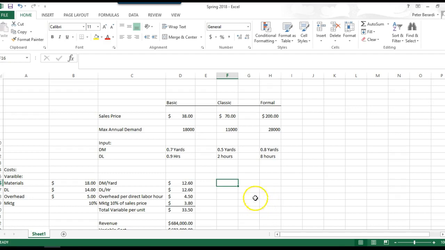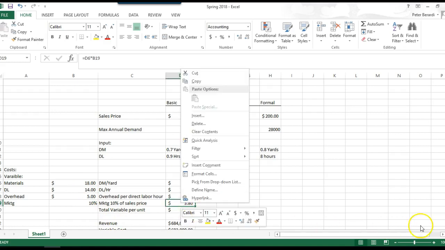Let's do the same for the classic. Equals 0.5 times 18. Equals 2 hours of direct labor times $14 per direct labor hour is a rate of $28. Equals 2 hours of direct labor times $5 per direct labor hour gives us the variable overhead.